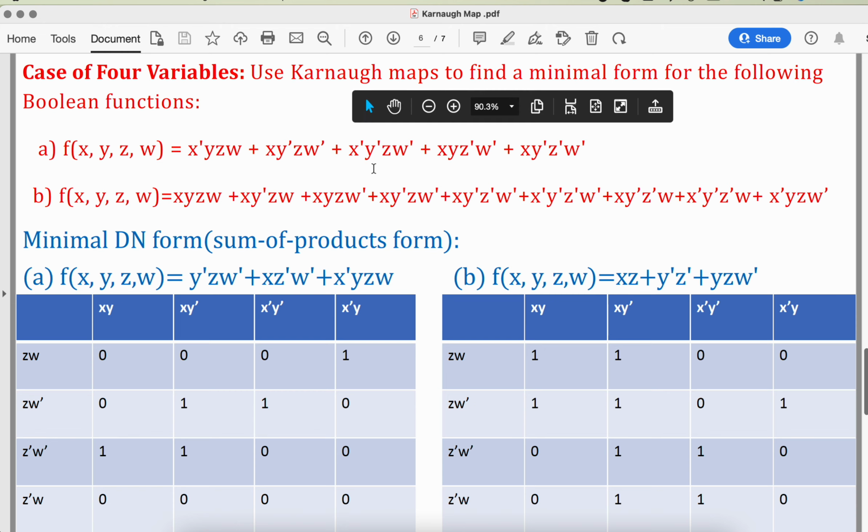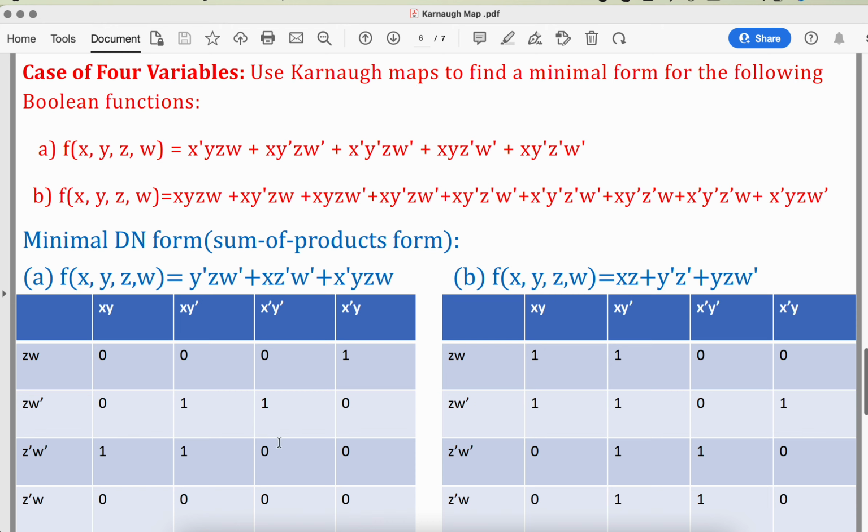X' Y' Z W', this term, so it is 1. X' Y' Z' W', so it is 0. We don't have X' Y' Z' W, so it is 0, because we don't have X' Y Z W. So it is 1.